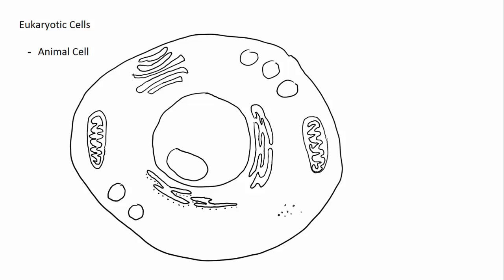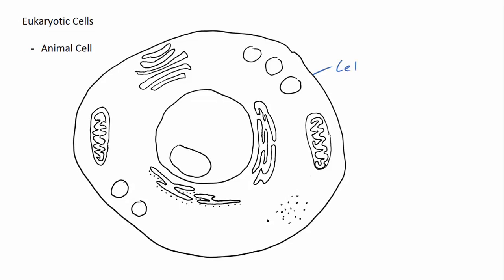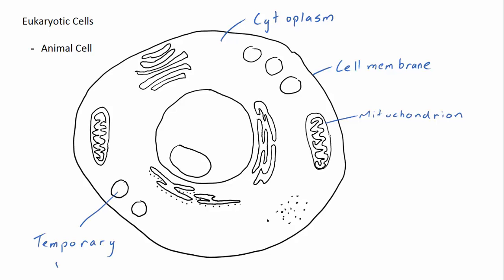And of course some ribosomes, just some dots down here. Of course they'd be all throughout the cytoplasm normally, but I'm just going to represent them down here. And finally, just make sure that you label all of your structures nice and clearly.